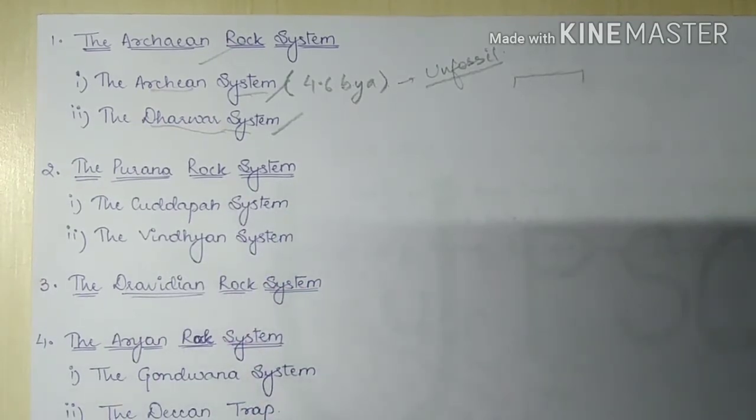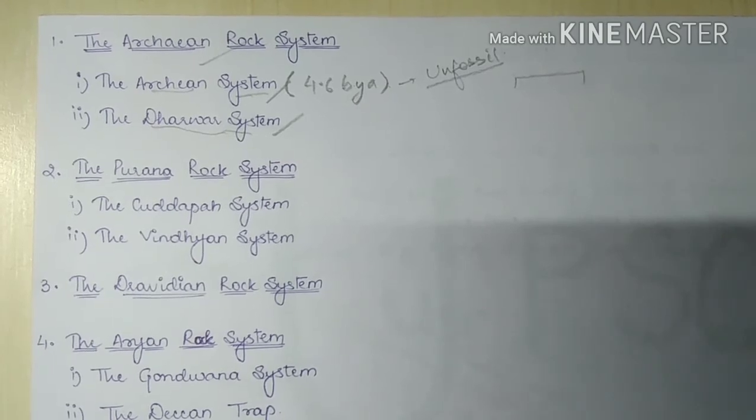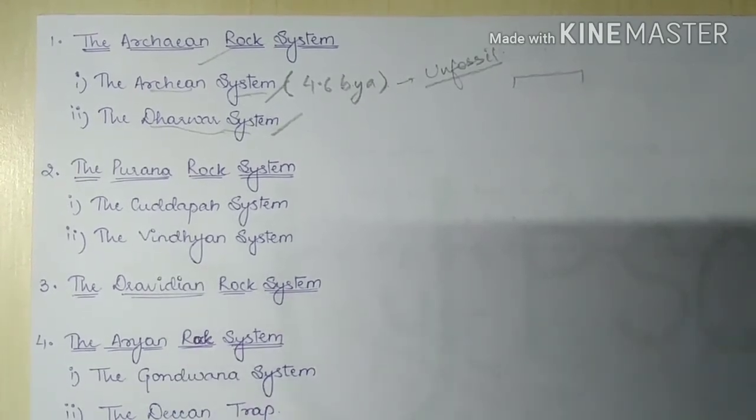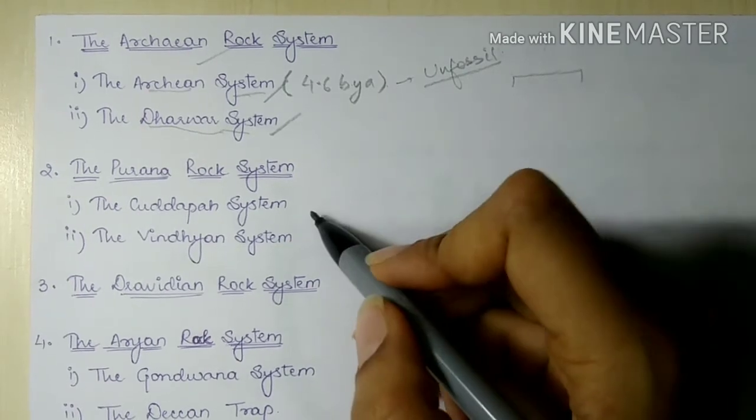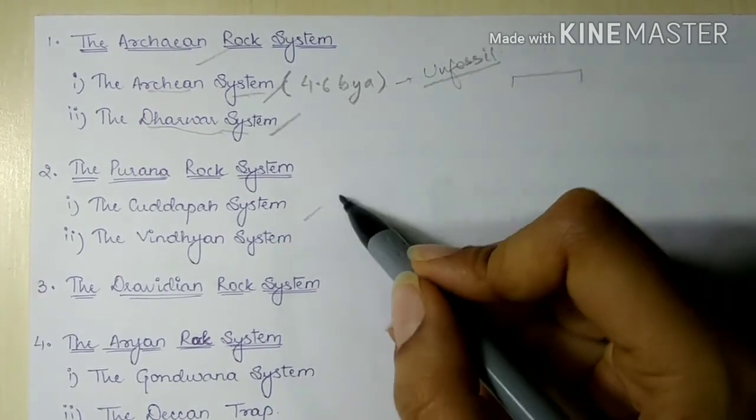Purana rock system, they are also known to be formed in the Proterozoic period. Okay, now this rock system includes two divisions. First one is the Cuddapah system, then we have the Vindhyan system. Okay, so the Cuddapah system is made up of shales, slate, limestone and quartzite. Okay, and it is also unfossiliferous.